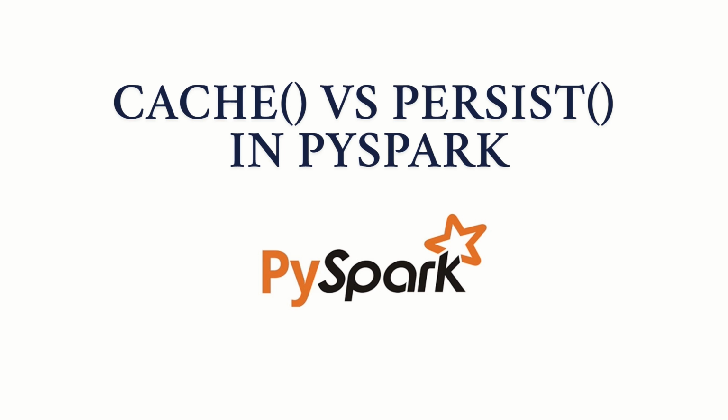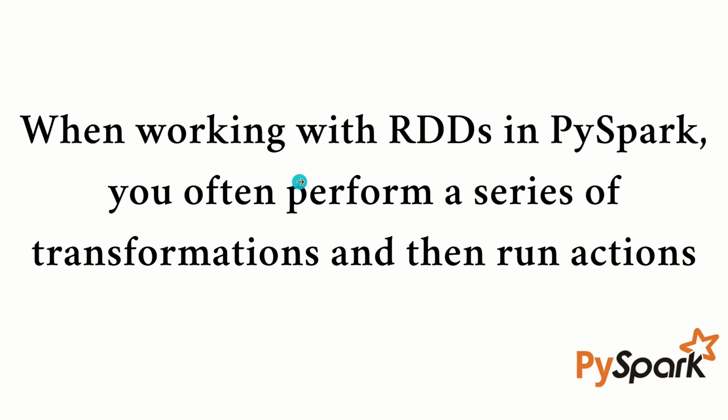Right? Let's get started. So when we work with RDD in Apache Spark or PySpark, we often perform a series of transformations and then run actions. We already have seen this in the previous video as well. Like we have some transformations like flat map, filter, and we have some actions available: collect, take, top, reduce, right? So we perform these operations.